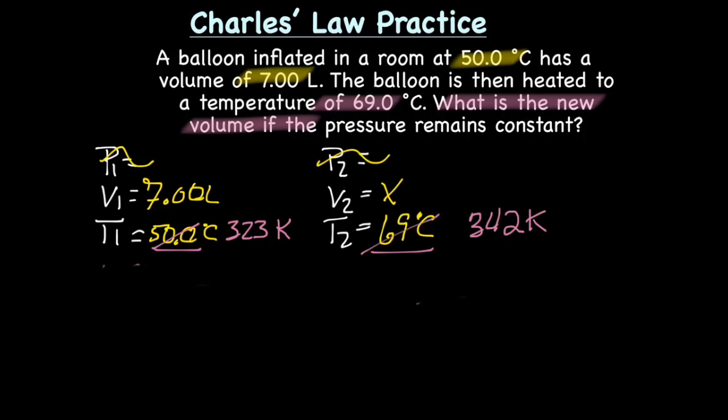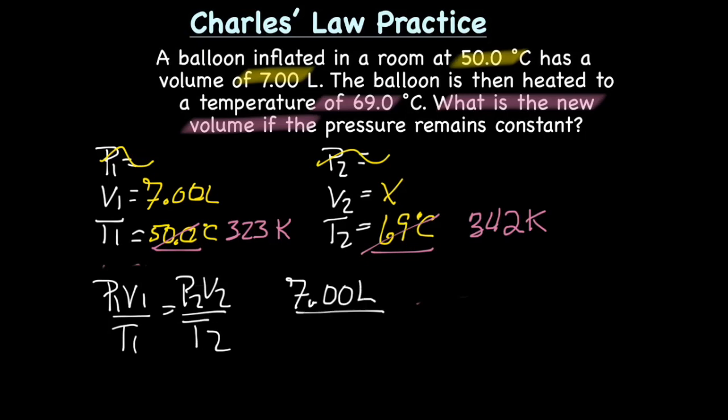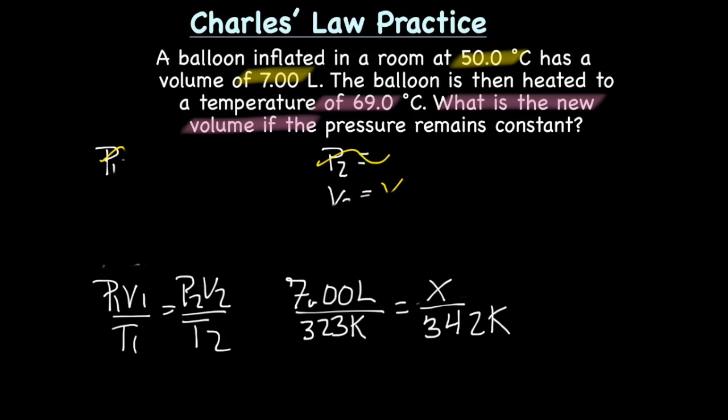Okay, so now that we have our list of variables, we just need to fill them into our formula P1 V1 over T1 equals P2 V2 over T2. So we don't have a pressure, so we get to ignore it. So we have V1 of 7 liters over T1, which is 323 K, equals pressure 2, we ignore. So we have V2, which is X, over T2, which is 342 K. Okay, let me erase this stuff up here so we have a little bit more room to work.